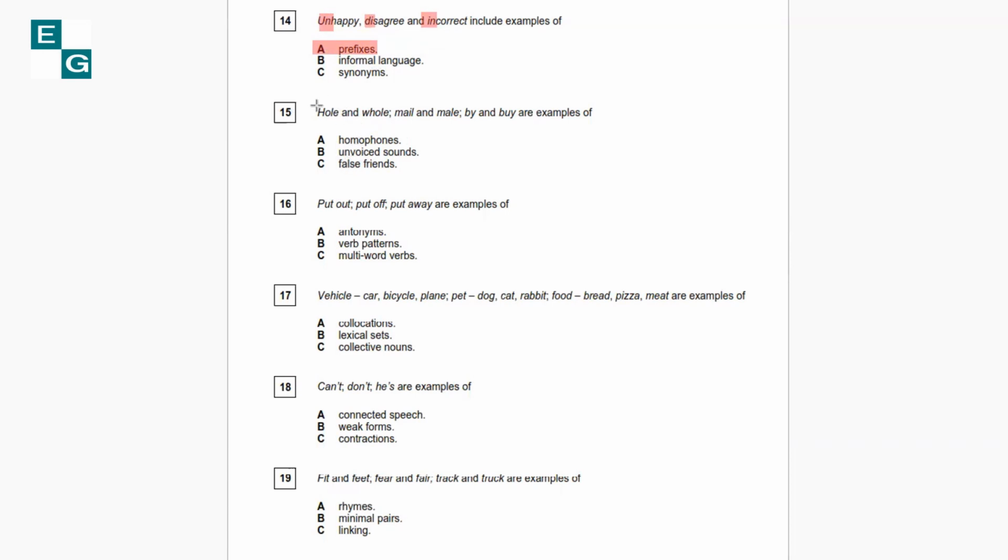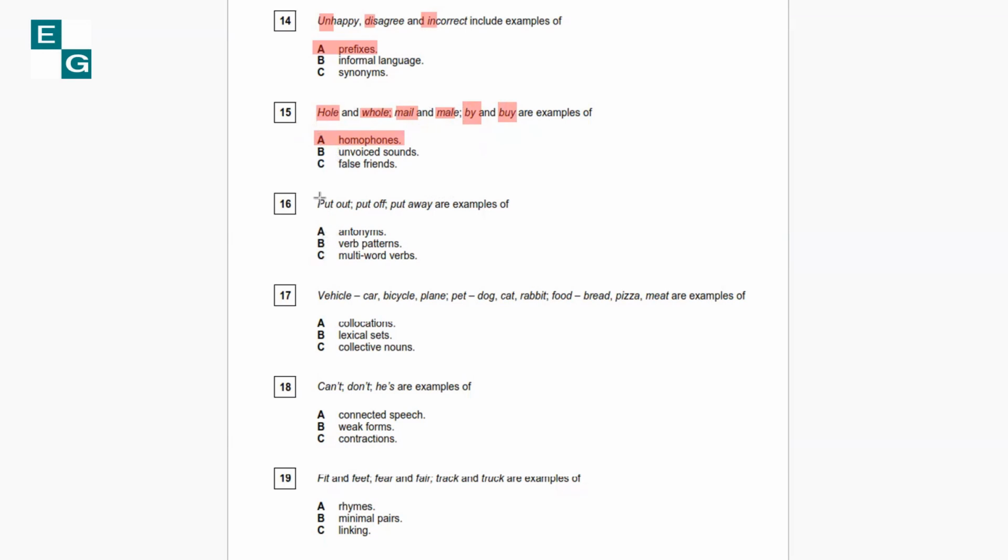Fall and fall, male and male, buy and buy are examples of homophones. Homophones are two words that are pronounced exactly the same, but the meaning of these words is different.